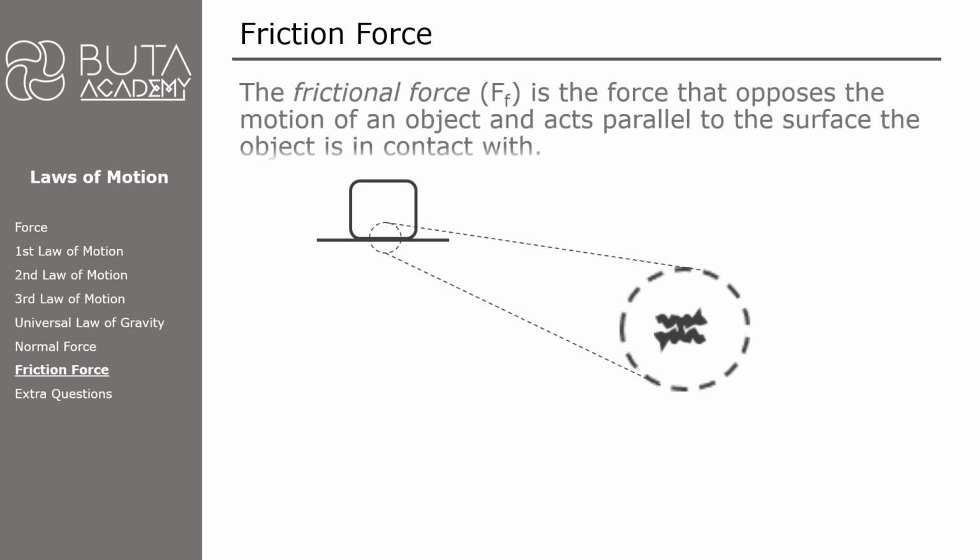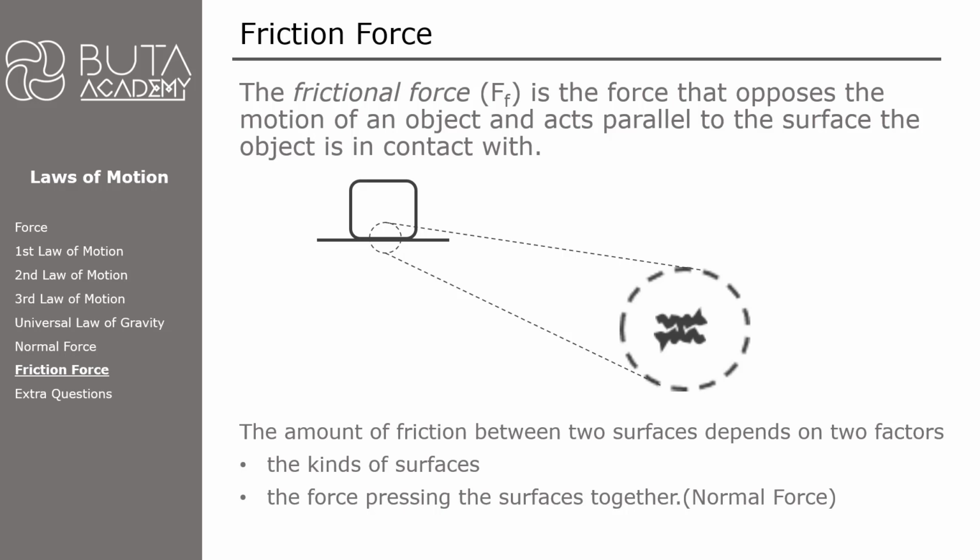The frictional force is the force that opposes the motion of an object and acts parallel to the surface the object is in contact with. The amount of friction between two surfaces depends on two factors: the kind of surfaces and the force pressing the surfaces together, in other words, normal force.